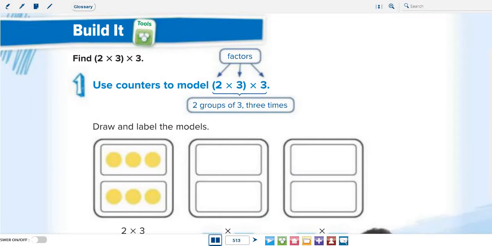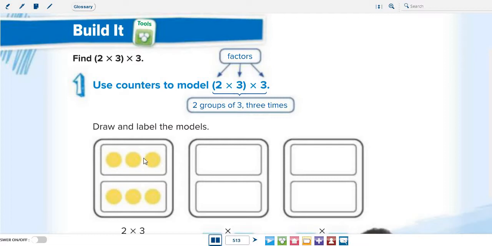Have your counters to start. Find 2 times 3 times 3. Look at the factors within the parentheses: 2 times 3. Use counters to create a 2 times 3 array to represent this product. Just like this one. 2 times 3 means 2 groups of 3. So we have 2 groups. This is the first group, the second group, and we have 3 counters in each group.